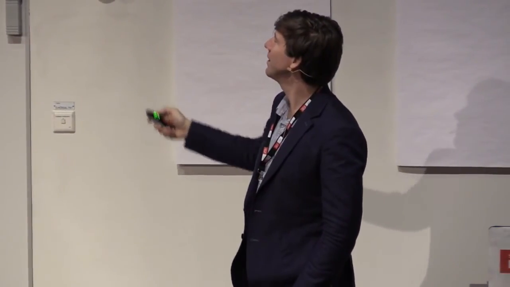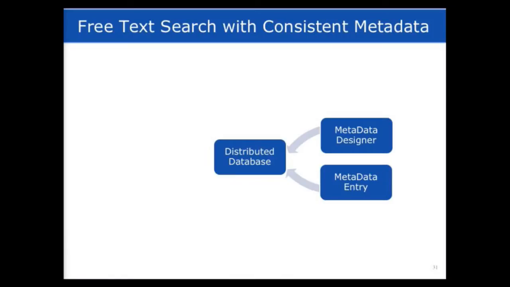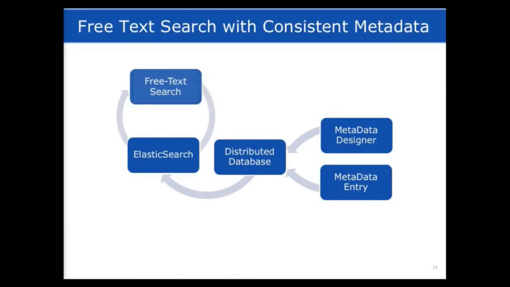So how does this free text search work? We design our metadata, we enter our metadata, and it all goes in the database. We export that to Elasticsearch, and then you can do your free text search from the toolbars. We don't have arbitrary indexes on Elasticsearch. We've just built these indexes for projects, data sets, and then searching within a project.